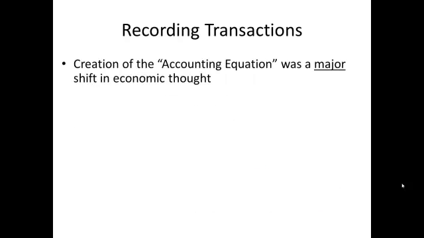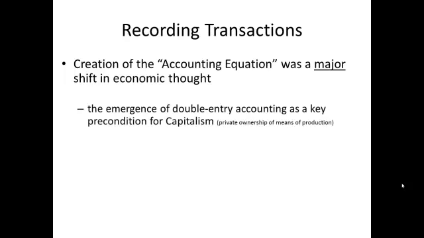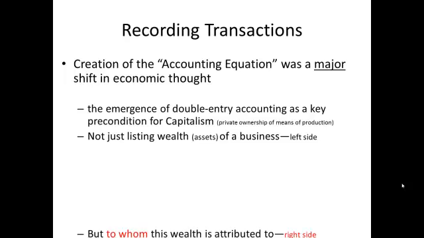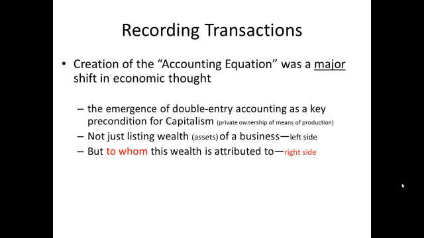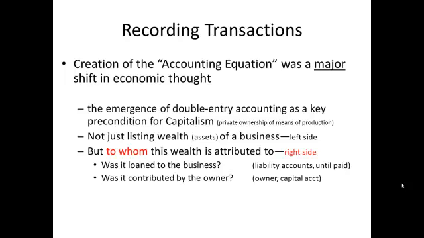Now, the creation of the accounting equation was a major shift in economic thought. The emergence of double entry accounting is a key precondition for capitalism, talking about private ownership of the means of production. Not just listing wealth or assets on the left side, but to whom this wealth is attributed on the right side. Wealth comes about because it was loaned to the business. We keep track of that in liability accounts until they're paid.